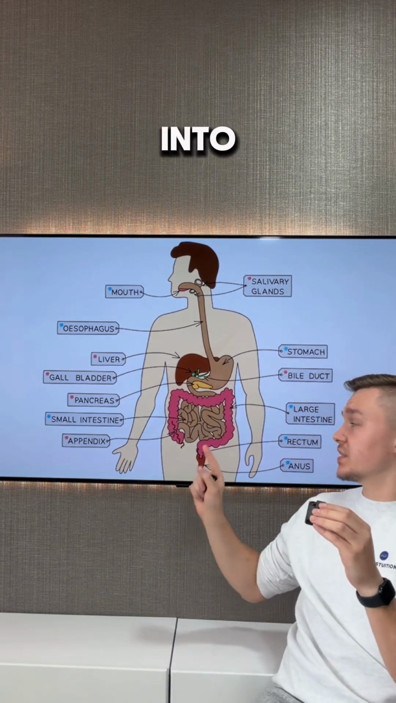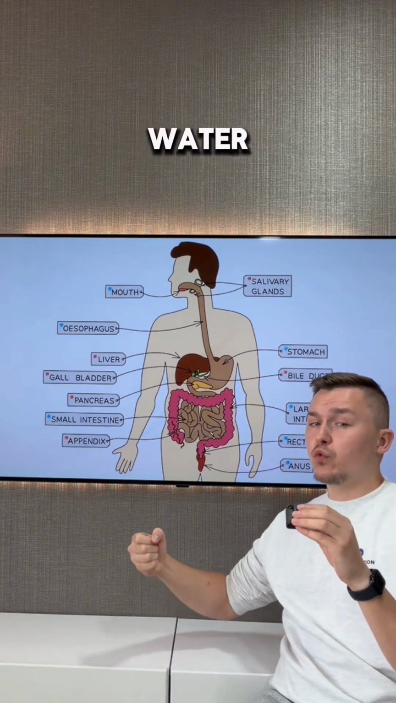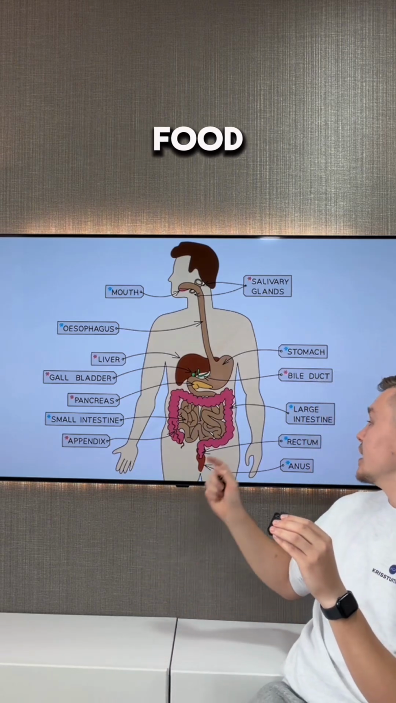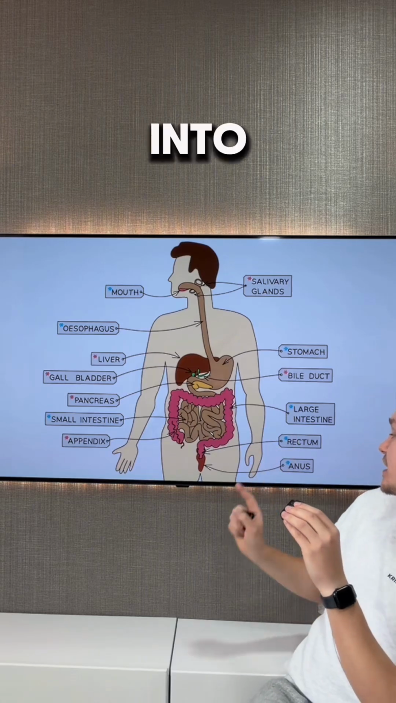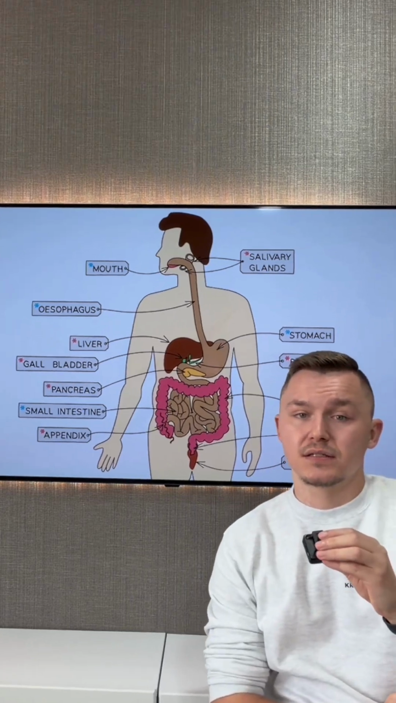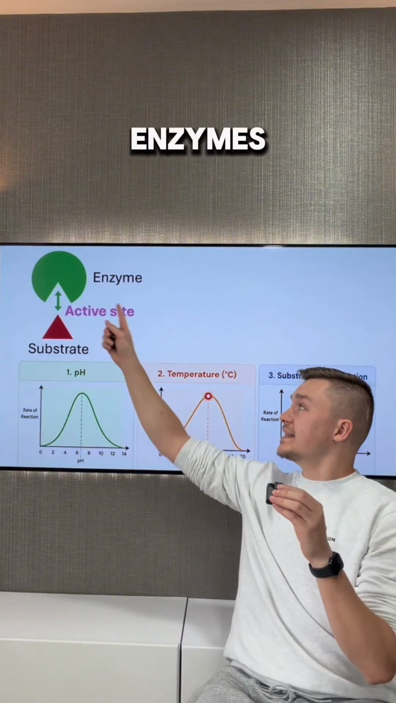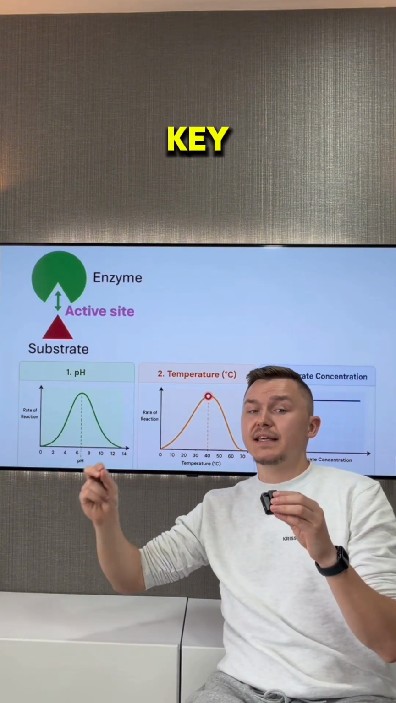Then the food moves into the large intestines, which is where the remaining water is absorbed out of the food, and the food moves down into the rectum and the anus. Then poo. We should remember that enzymes work via a lock and key hypothesis.